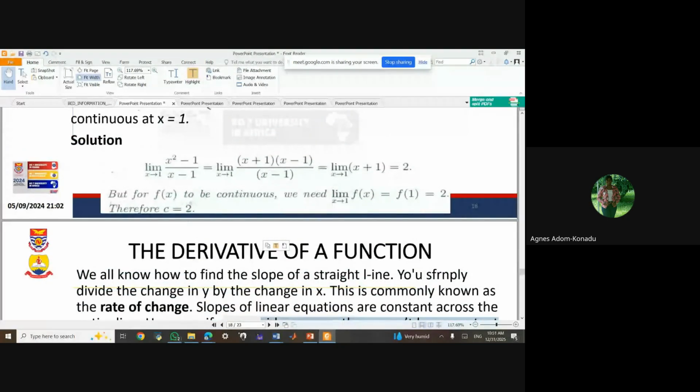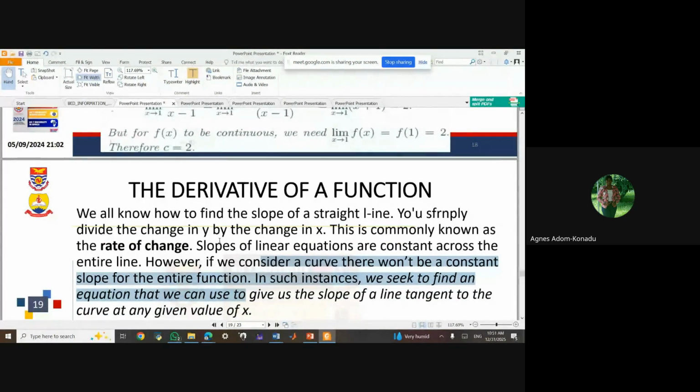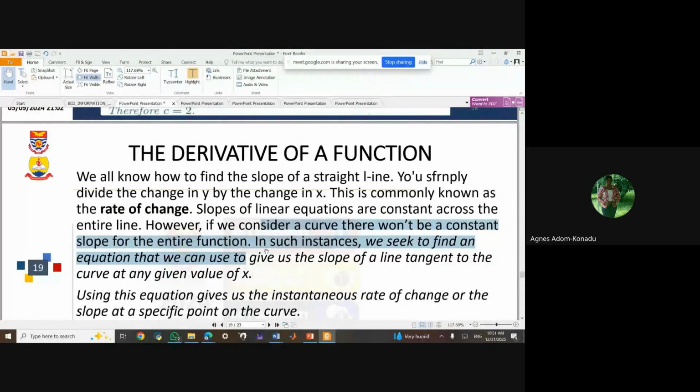We all know how to find the slope of a straight line. We simply divide the change in y by the change in x. This is commonly known as rate of change. We know that, right? So change in y by change in x is the slope. The slope of a linear equation is constant across the entire line. However, if we consider a curve, there wouldn't be a constant slope for the entire graph.